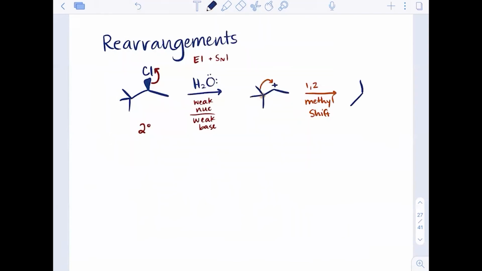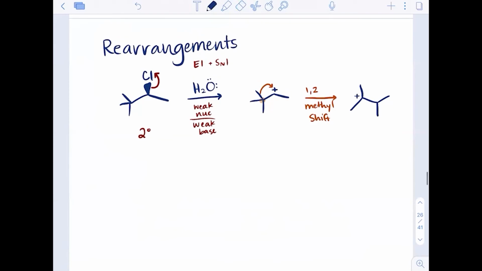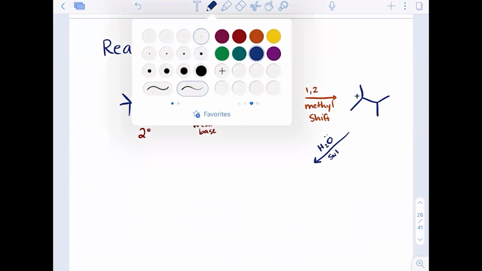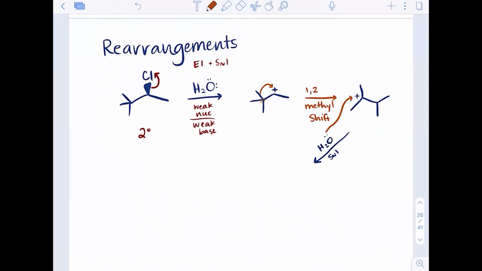They will. Remember, intramolecular reactions are way faster than intermolecular. So that water is not going to come and react until that carbocation has already shifted from secondary to tertiary. Definitely more stable. Then we can keep going. Let's look at water just as our SN1 reagent first. There you go. Do our nucleophilic attack.